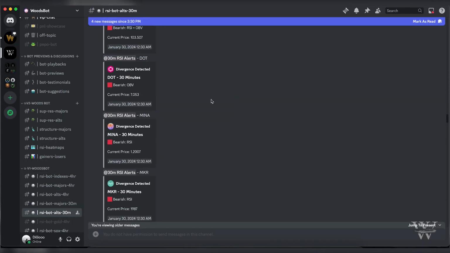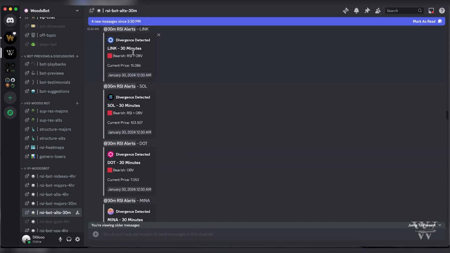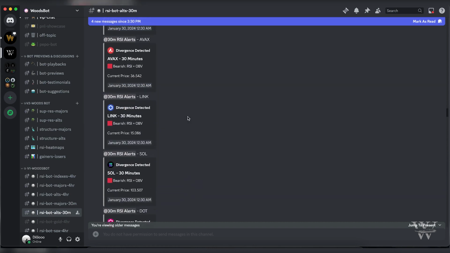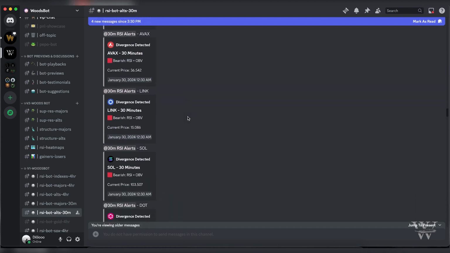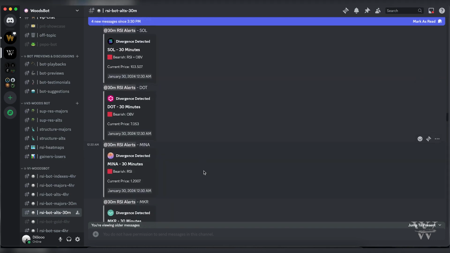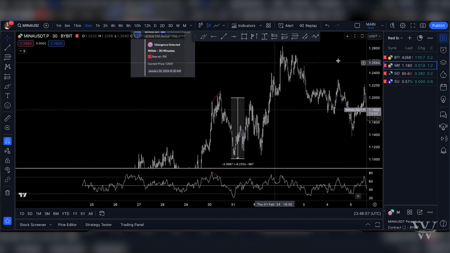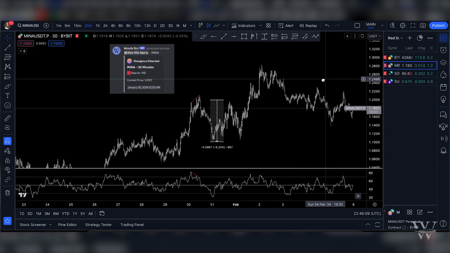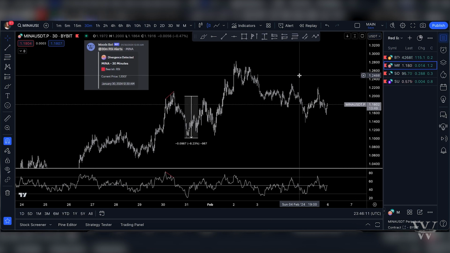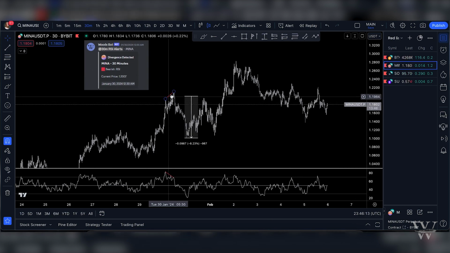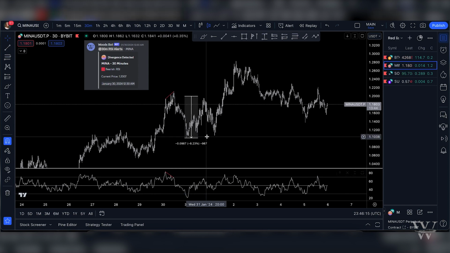Okay, so you can see here, January 30th, 12 a.m., same time frame. You can see all of these 30-minute bearish divergences came in across all of these different alts. Right now we're going to look at Sol and we're going to look at Mina. So let's take a look at Mina. Same time frame that you got the bearish div on Bitcoin where it also swept your range high, you would have received this alert here. Boom, 30-minute bearish div. This one played out for an 8.2% move.